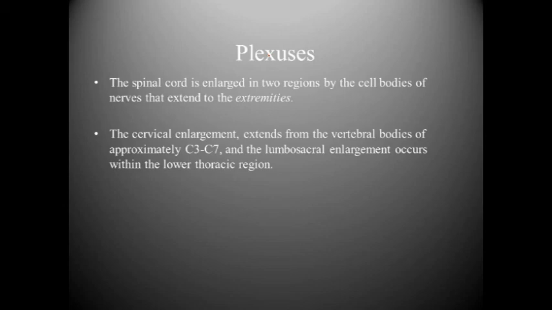That brings us to the plexuses. The spinal cord is enlarged in two regions by the cell bodies and nerves that extend to the extremities. Cervical enlargement extends from the vertebral bodies of approximately C3 through C7, and the lumbosacral enlargement occurs within the lower thoracic region.